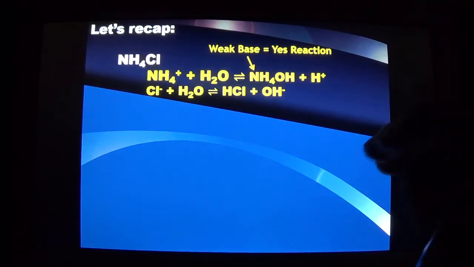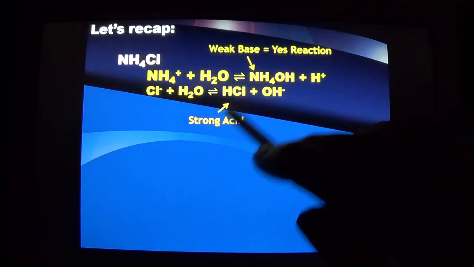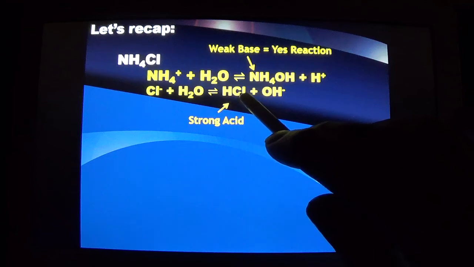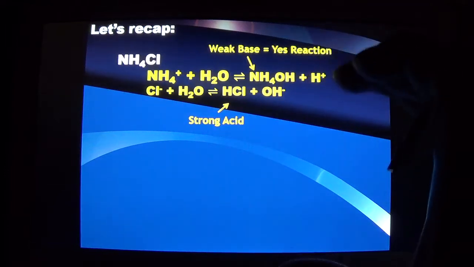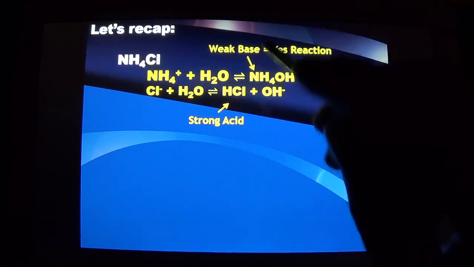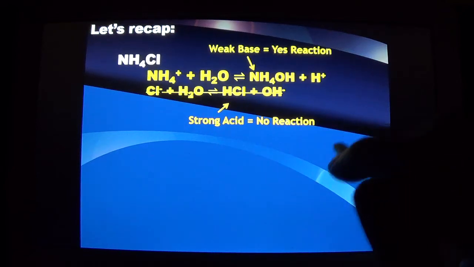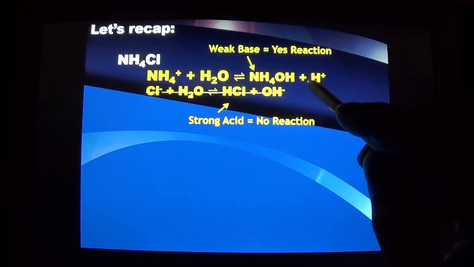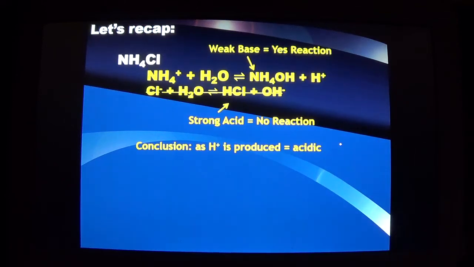Now let's check out the second reaction. Okay, in the second reaction, I make hydrochloric acid, a strong acid. We've had this before. What did we say about a strong acid? It will not come together. It will stay broken apart into its ions. So that second reaction will not occur. No reaction will occur there. So of the ones that will occur, what am I making? Oh, look at that. That must mean that my end result is acidic.